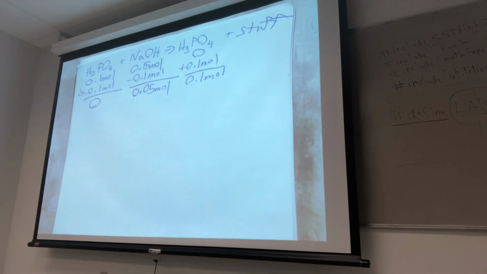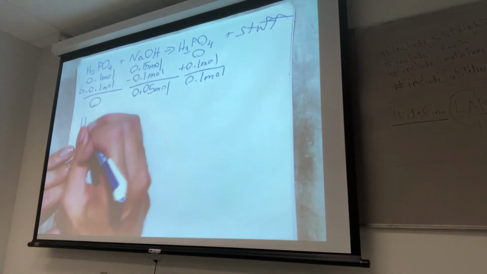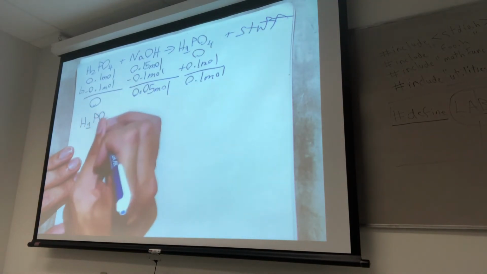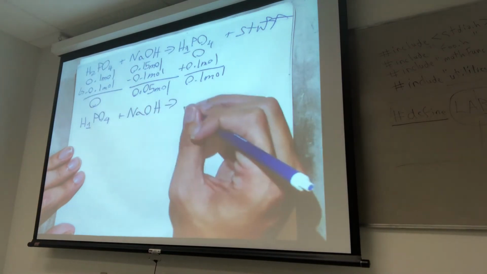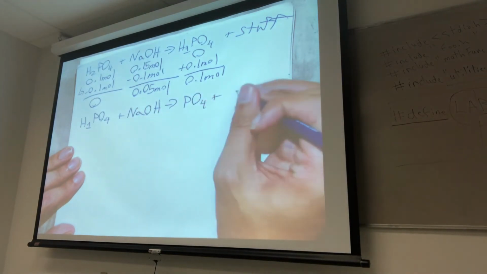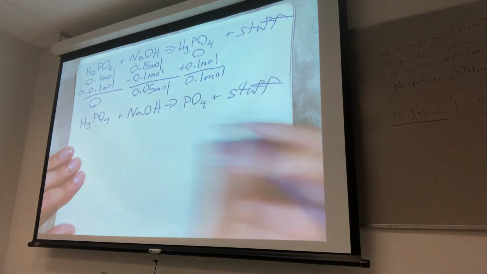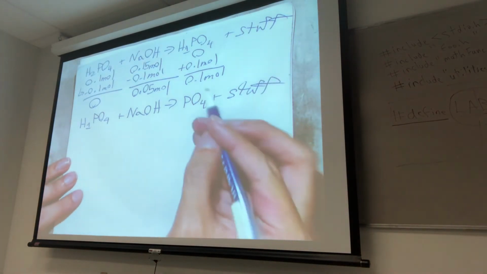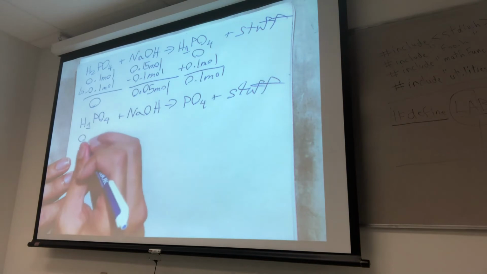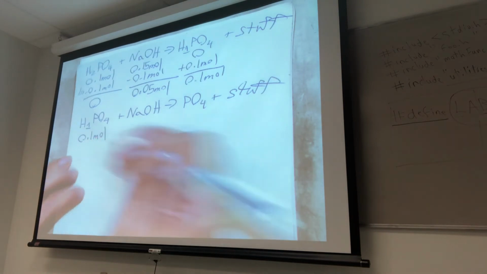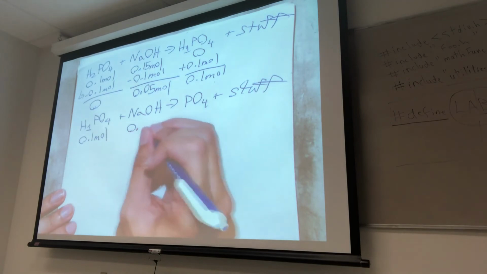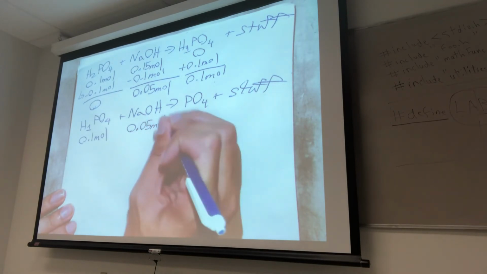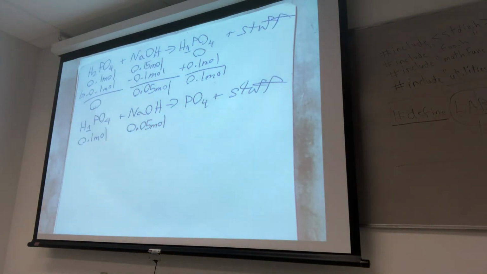Is there any more hydrogens to give up? There is one more hydrogen to give up from phosphoric acid, so we are going to continue on. H1PO4 plus NaOH gives you just PO4 plus stuff that doesn't matter. Let's see if we finally get rid of the NaOH. We carry over the 0.1 moles of H1PO4 that we made in the previous reaction. We carry over the 0.05 moles of the NaOH that was left over from the previous reaction.